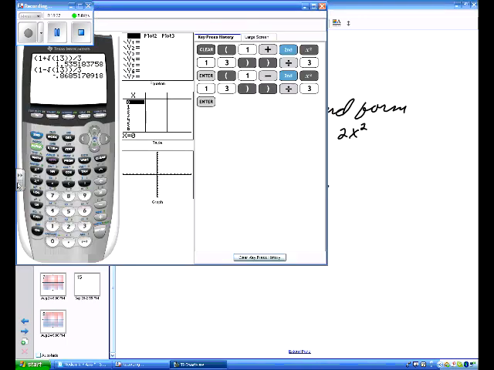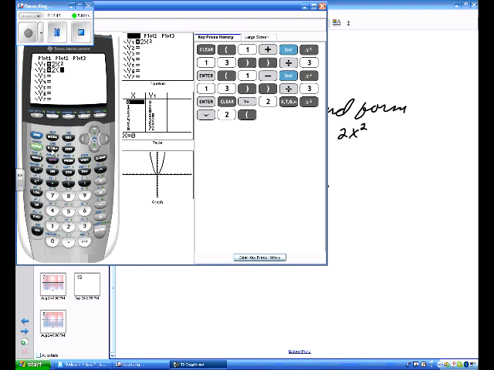Let's just check it. If we graphed y equals 2x squared, and then let's also graph y equals 2 parentheses x minus 7 squared plus 4. And let's go ahead and just graph both of those.